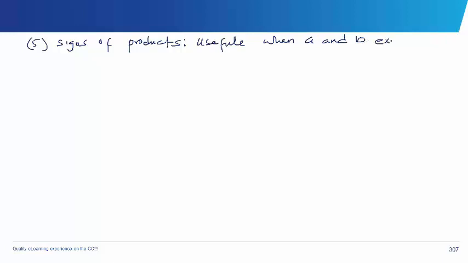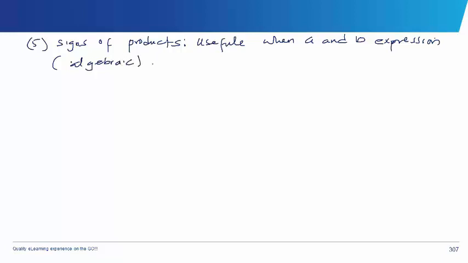Okay, over to the next slide, and then we have to check for signs. We have to check the rule of signs of products. This rule is useful when we want to deal with algebraic expressions where A and B are involved. I'll write expressions, and then in brackets I will indicate that they are algebraic expressions, not just mere expressions.